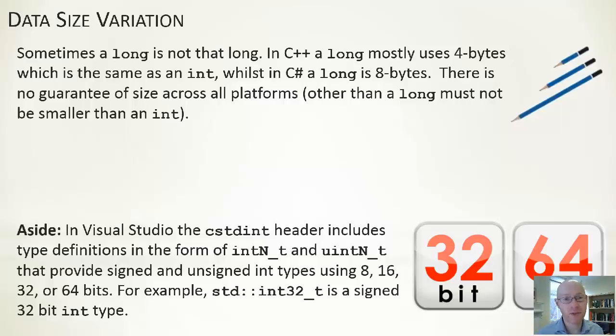The language specification just requires that a long is no smaller than an int, so it can be the same size as an int. If you don't like that, Visual Studio actually has a number of headers where you can use built-in types to say you want a 16-bit, 32-bit or 64-bit signed or unsigned integer. And sometimes you'll see that being used just by way of being explicit.